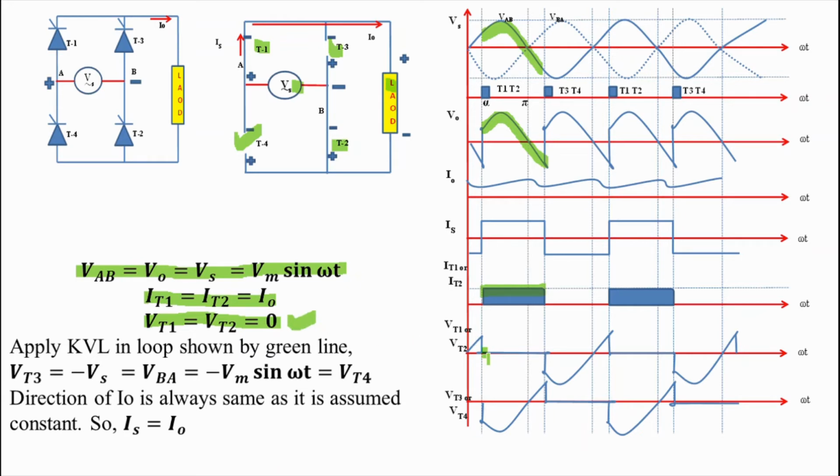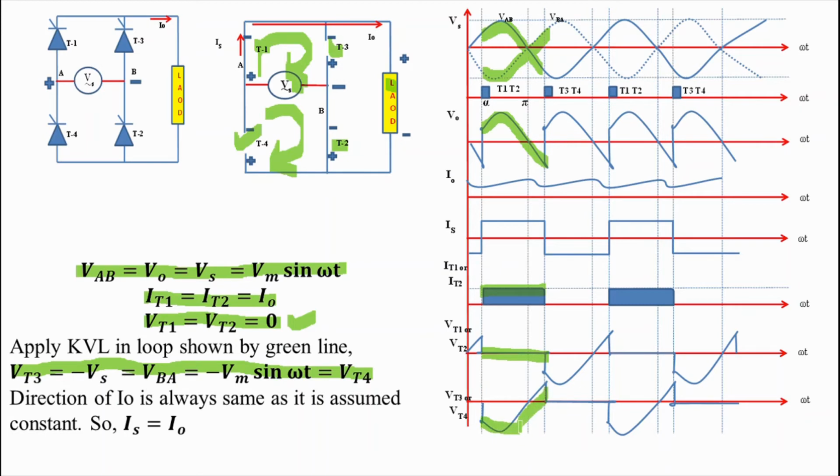Now apply KVL in the loop containing Vs, T1 and T3. On applying KVL, we get VT3 is equal to minus Vs and that is equal to VBA and that is equal to minus Vm sin omega t. Similarly, applying KVL in the loop containing Vs, T2 and T4, we again get VT4 is equal to VBA. See the waveform of VT4, VT3. Here, VBA will appear across T3 and T4 from alpha to pi plus alpha.